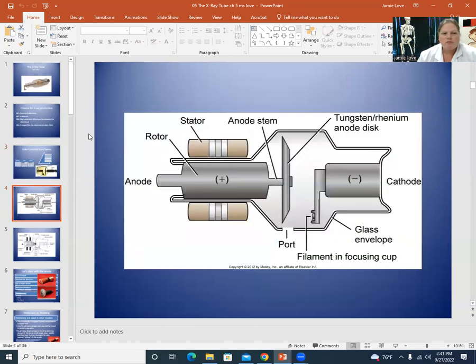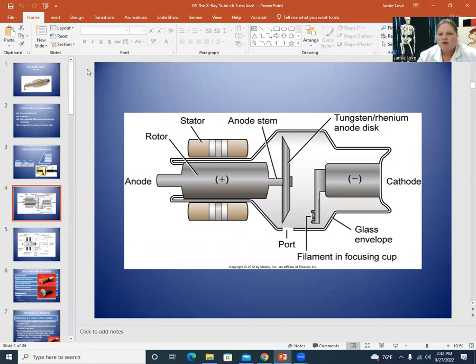So here's a little diagram drawing of the tube. You will have to label and fill in some parts of the tube. So you want to know this is going to be your little friend for this chapter. On the anode side, we call the anode side the positive side of the tube. That's the rotor and stator assembly, the target, the disc. That's what's on the anode side.